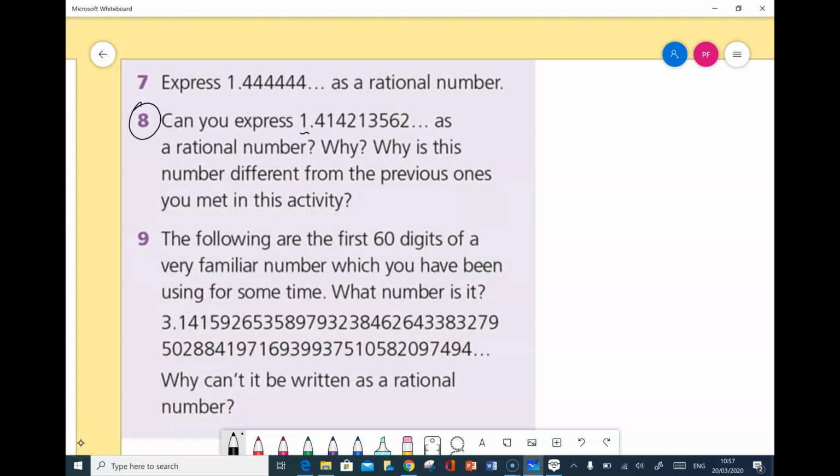Okay, can you express 1.414213562 as a rational number? Why is this number different from the previous ones? Well, let's have a look. Let's write that as a recurring decimal.